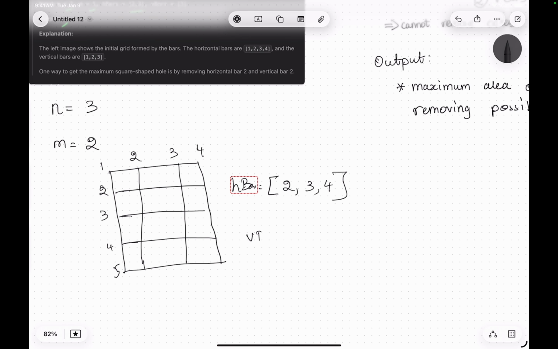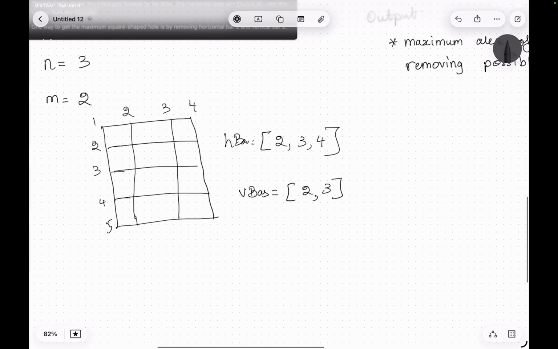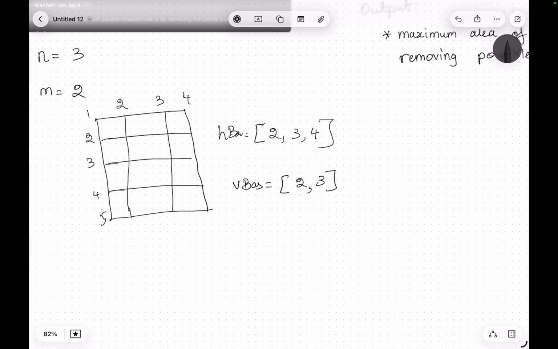And for vertical vBars we can have, for example, removing 2, right? So not true, I think we can go with 2 and 3, because this will be similar to the example which we saw in the first one, right? So because of that, let this be the case. And from this, by looking into this itself, we can say that the biggest square which we can form here is this particular one, right?